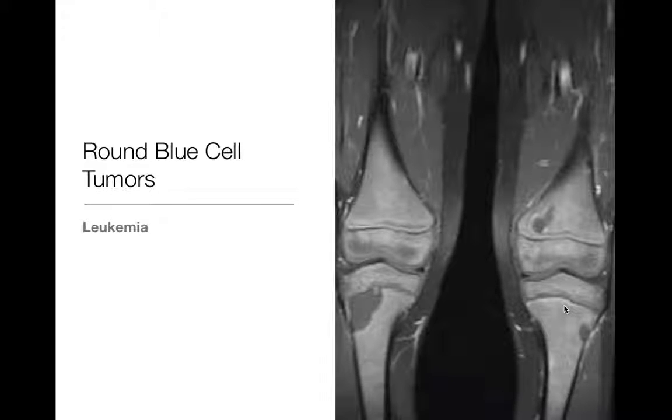Leukemia, pretty much the same thing as lymphoma. There's no really good way to differentiate them on imaging. This was an example of a leukemia. In a child, they see multiple lesions. This is a post-gadolinium MR, and these are all leukemia infiltrates.